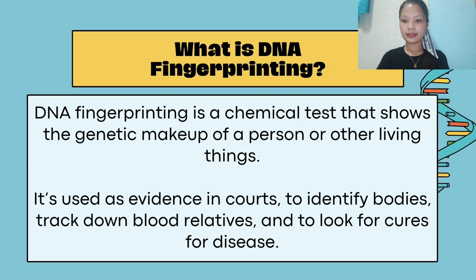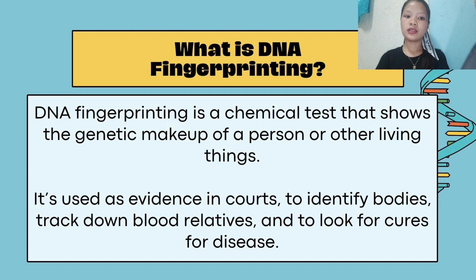What is DNA fingerprinting? DNA fingerprinting is a chemical test that shows the genetic makeup of a person or other living things. It is used as evidence in courts to identify bodies, track down blood relatives, and to look for cures for disease. So, DNA fingerprinting is very useful. It is used in everyday life, from our bodies to cure diseases and to other living things.